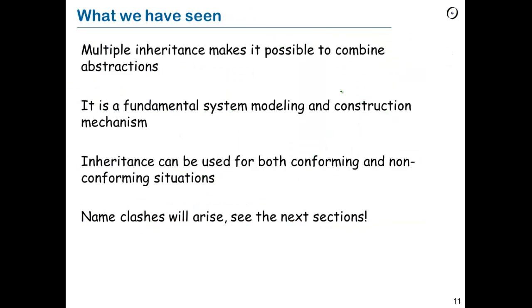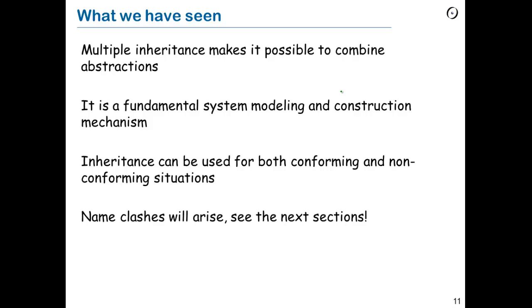So this concludes the introduction to multiple inheritance. What we've seen is that this mechanism makes it possible to combine abstractions. This is a really powerful technique, and there is no reason not to take advantage of it. It's a fundamental technique for modeling systems and for constructing systems. We've seen that we have more flexibility than before, thanks to the use of non-conforming inheritance when we want inheritance but don't want polymorphism.